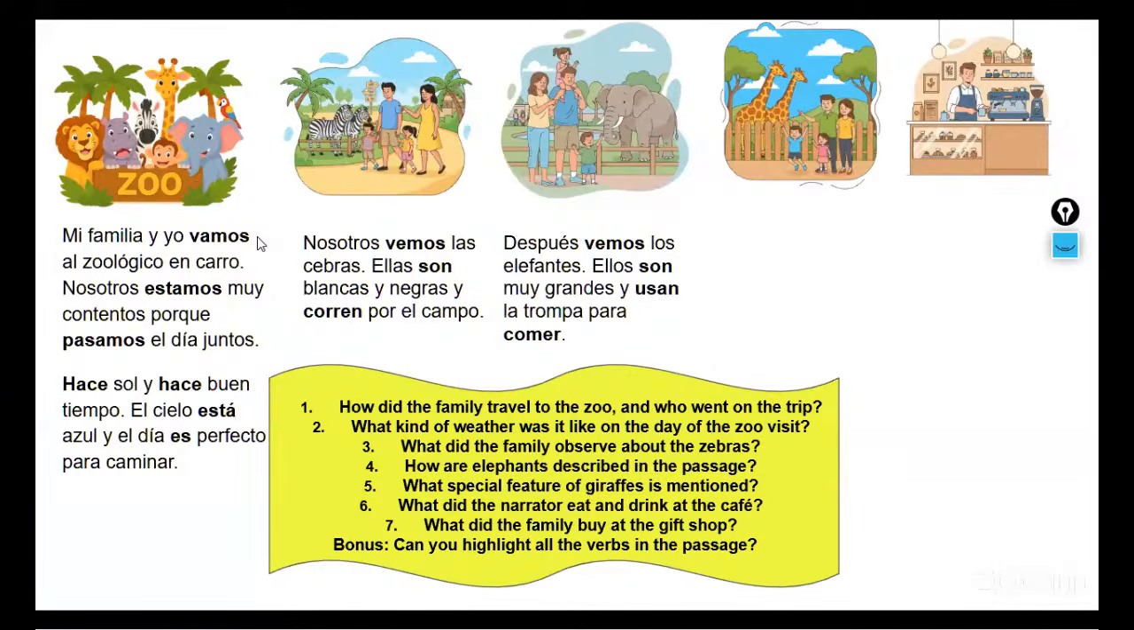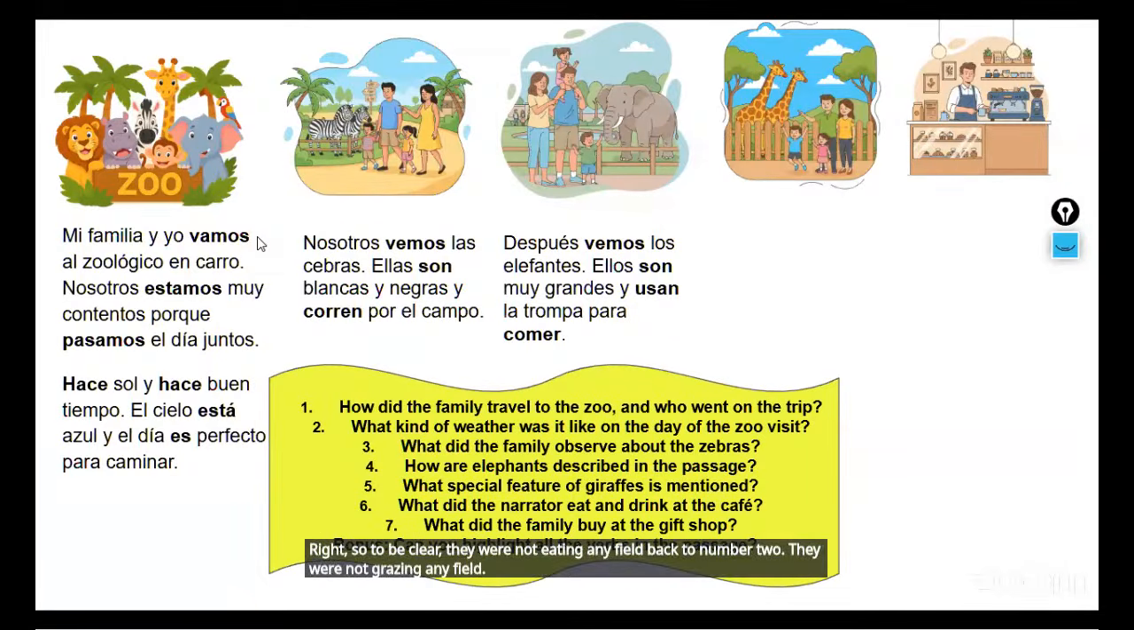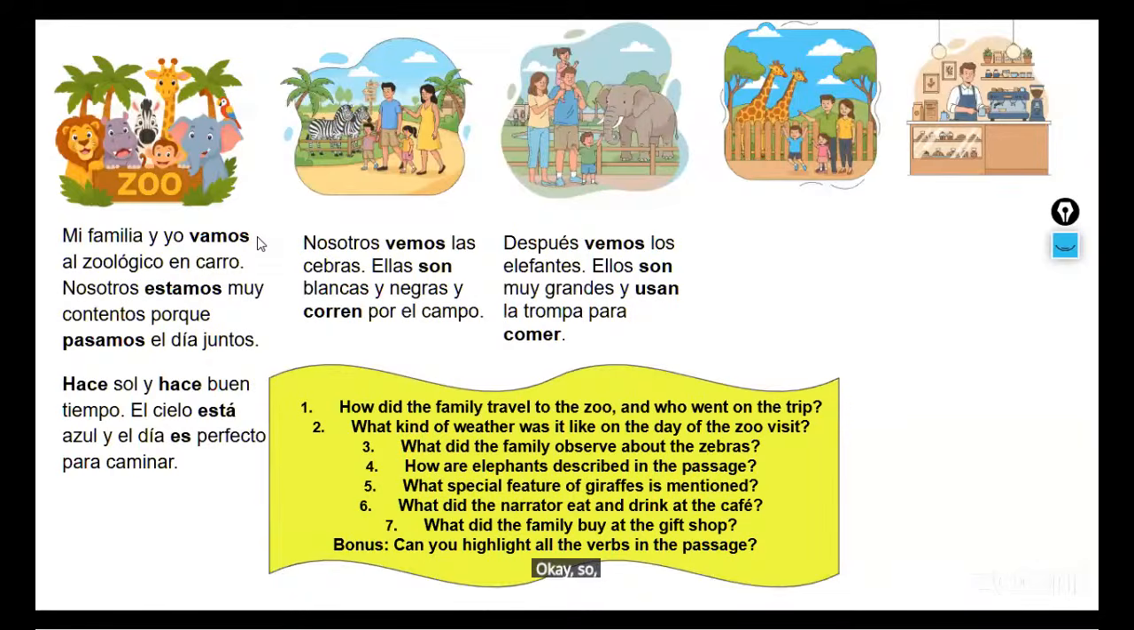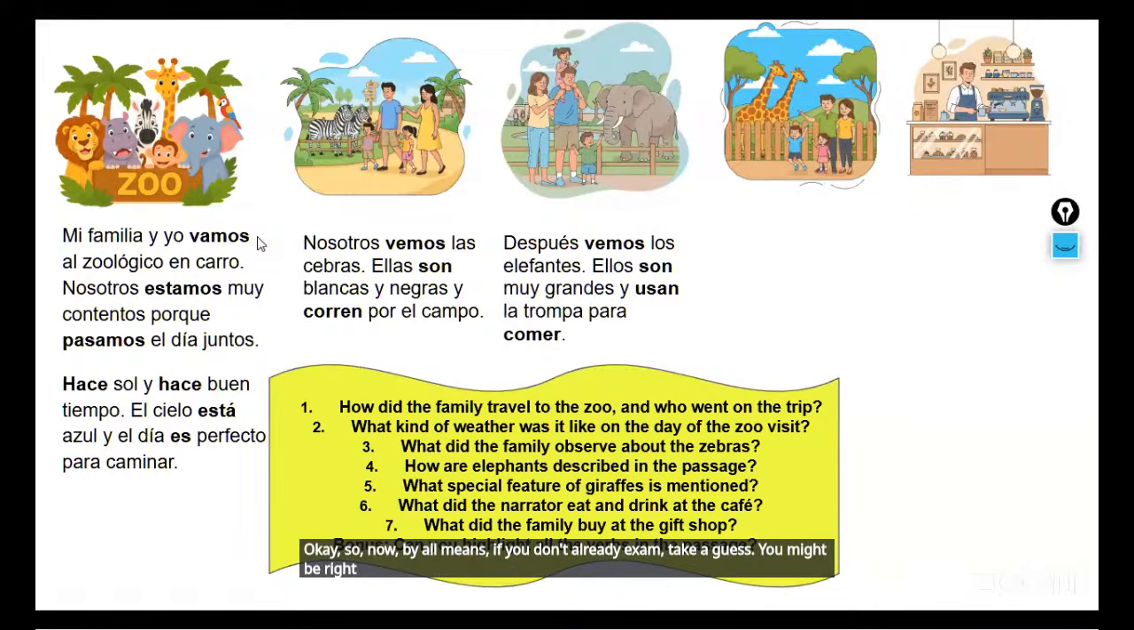Right, so to be clear, they were not eating in the field. Back to number two, they were not grazing in the field. Now by all means, if you don't know the word and you're in an exam, take a guess. You might be right. However, if you thought what that said was eaten, you need to write down the vocab, right? When we get to that point. Okay.